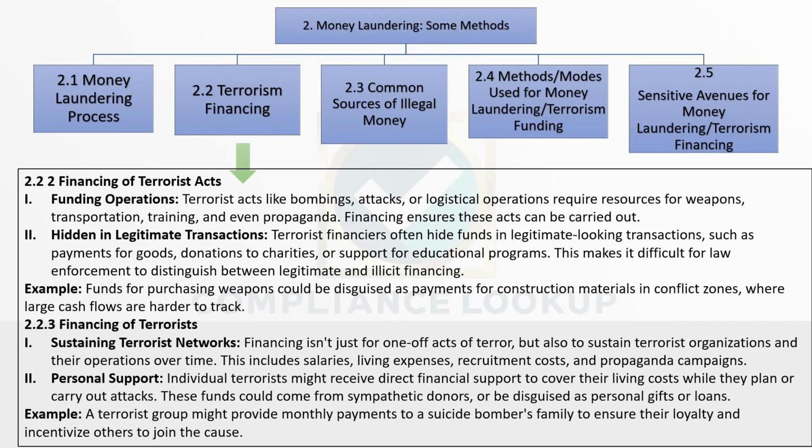Example: in a conflict zone, a terrorist group could fund the purchase of weapons by disguising the payment as a legitimate transaction for construction materials. Given the region's instability, where large sums of money are exchanged for rebuilding efforts, it becomes challenging for law enforcement agencies to track which payments are for legitimate purposes and which are funding terrorism. The flow of money for construction materials could easily mask the actual purchase of firearms or explosives.